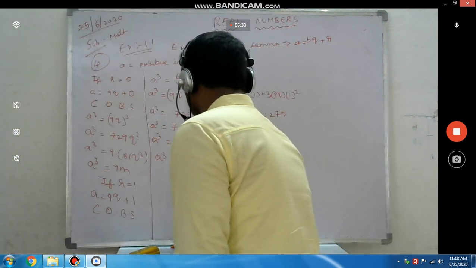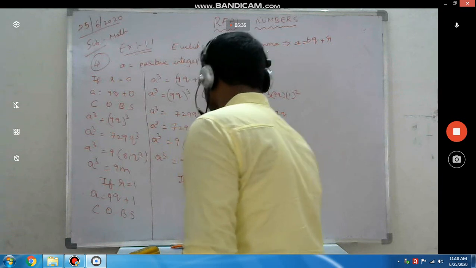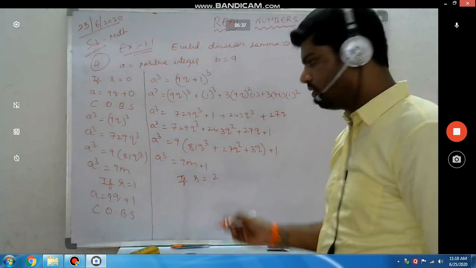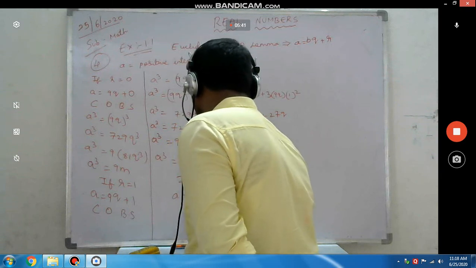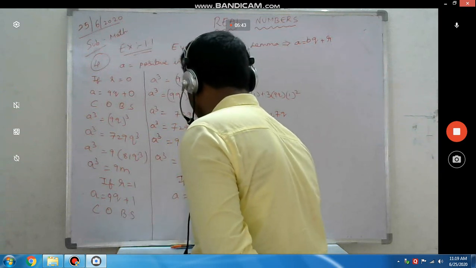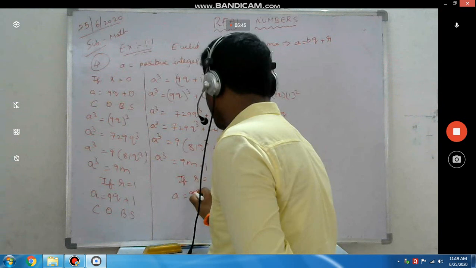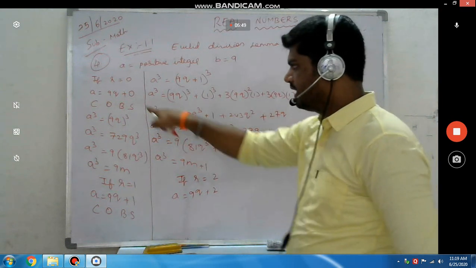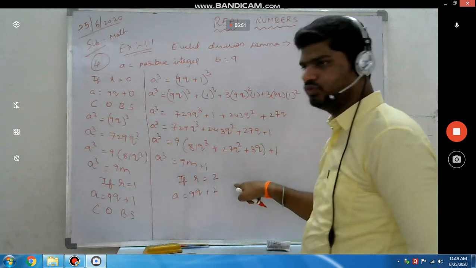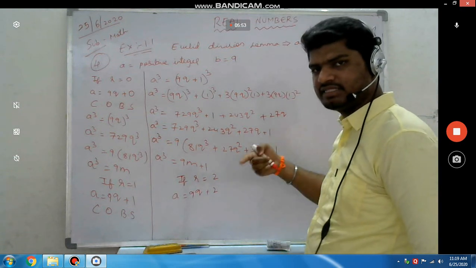If r is equal to 2, what will I get? a is equal to 9q plus 2. Sorry, not b, because the b value we already know, that is 9. So a is 9q plus 2. What r value have I taken? 2. Here r is 0, r is 1, r is 2. So one after the other I will verify the cases.